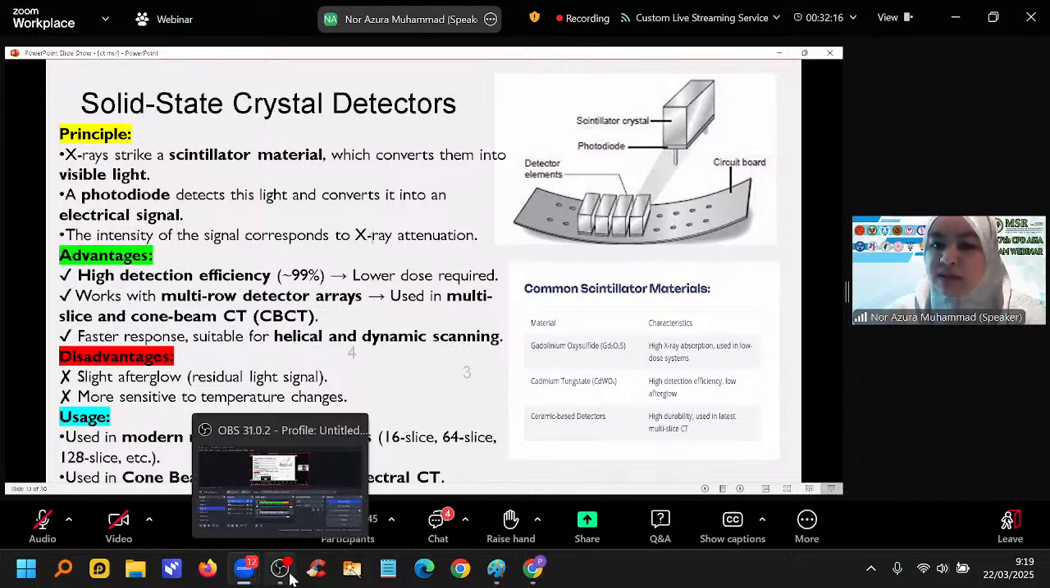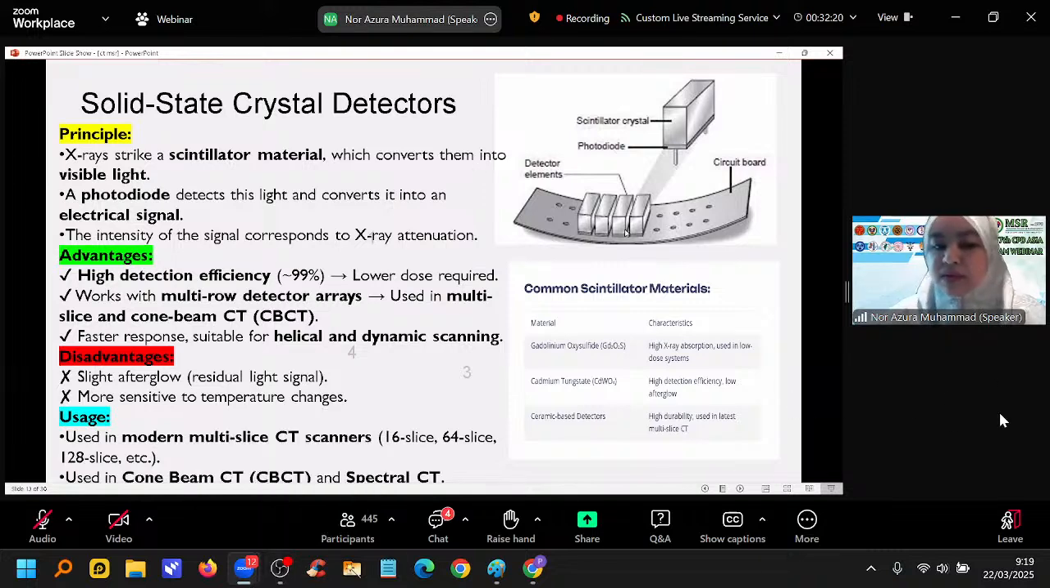Okay, so the detector elements here can detect the X-rays that pass through the patient, and this circuit board is where the detector elements are mounted, and it will process the electrical signal from the photodiode.